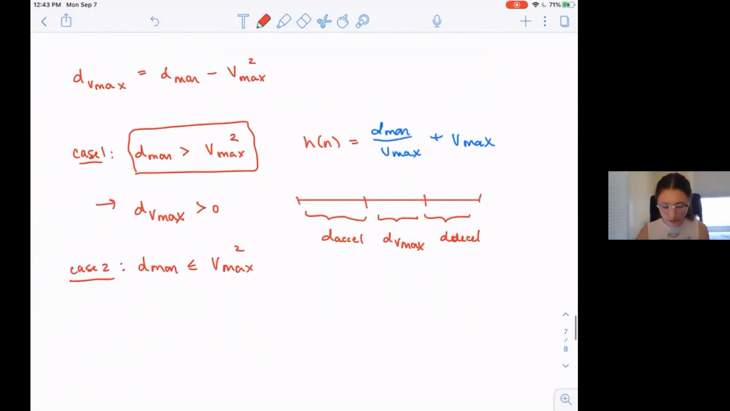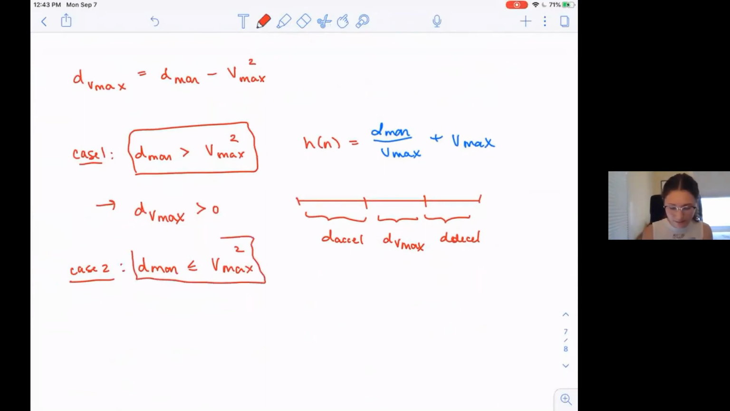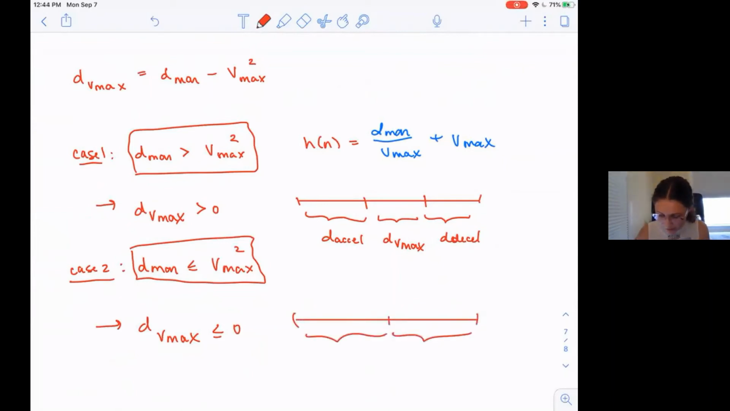But what about this other case? What if the Manhattan distance is less than v max squared? Well, in that case, we know that we're essentially not going to be spending any time maxing out our velocity. Think of this example here, where all we do is spend some time accelerating and then immediately start decelerating.